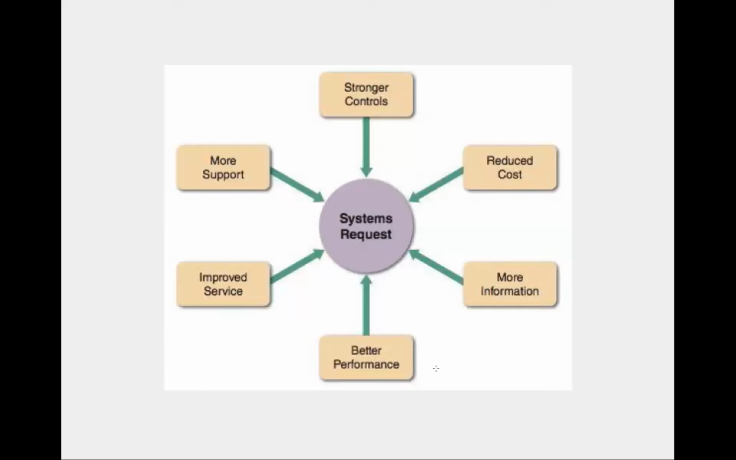Right. Now you can see in graphical terms, the system request, meaning the information system requirement, comes to do different things: to reduce cost, for more information, for better performance, for improved service, more support.